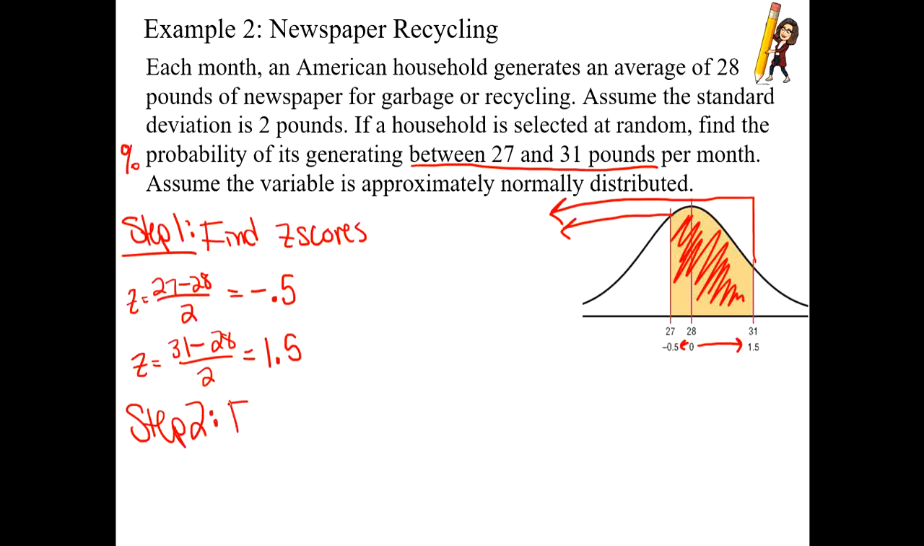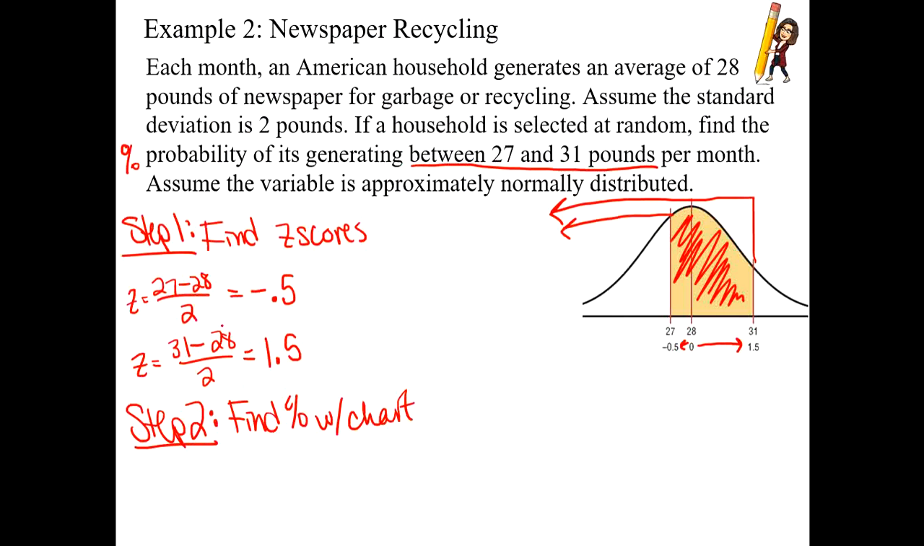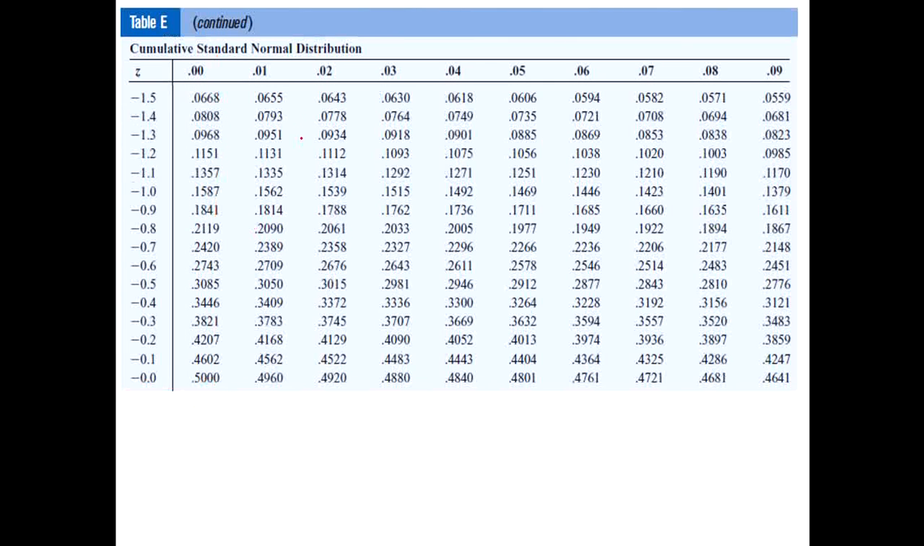So step 2, find the percents with the chart. Okay, we're going to find those two percents. The first we had was 1.5. So we're going to go all the way down to 1.5, and then there is no decimal behind this, so it's going to be 0. So we're in this column. So it's 0.9332 is the one we're looking up. So we know that for this one, our percent with the chart is 0.9332.